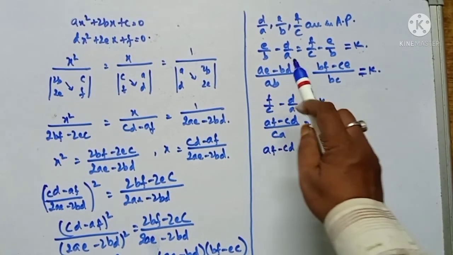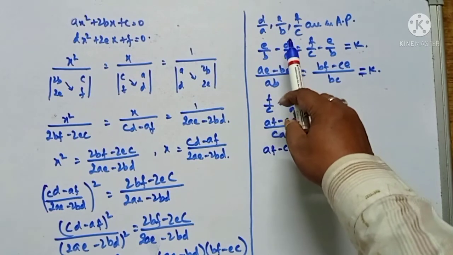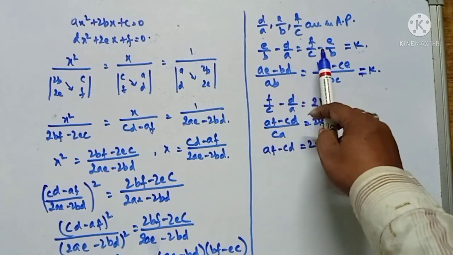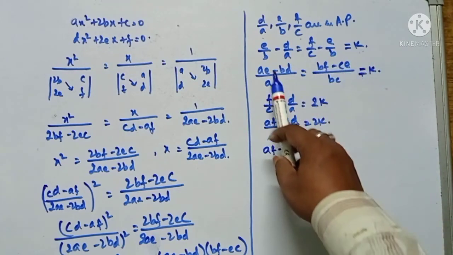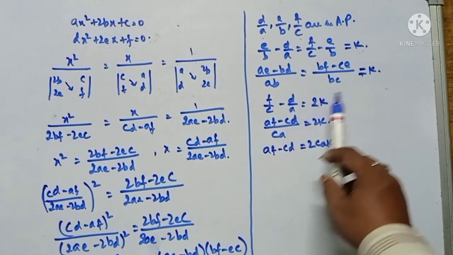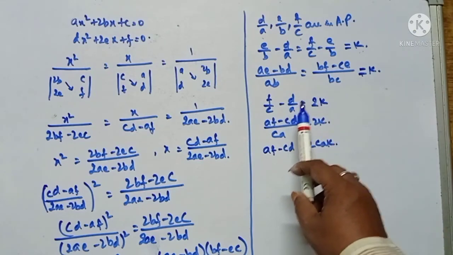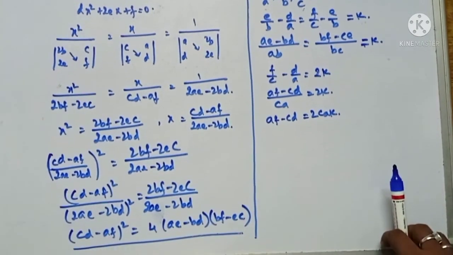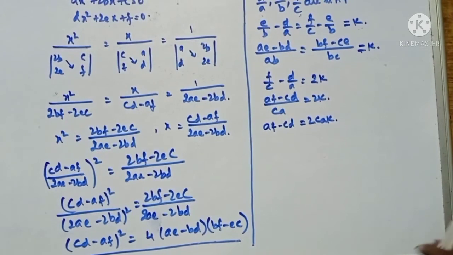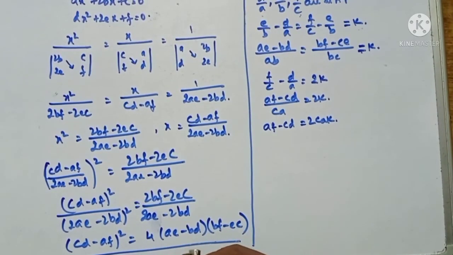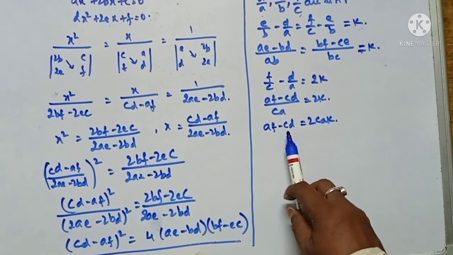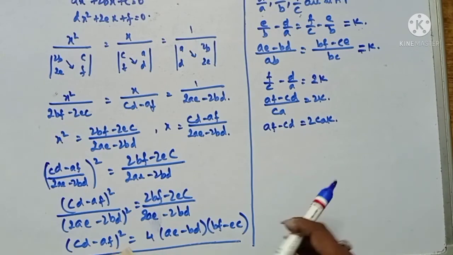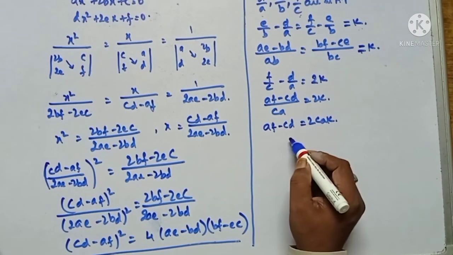Here you see that d by a, e by b, f by c are in AP. So e by b minus d by a is equal to f by c minus e by b, which is equal to k. If you take the LCM, the difference between the last and the first term will be 2k, which I have explained. Now here you see one thing: here it is CD minus AF, and here it is AF minus CD. So one thing I can do here is square both sides.